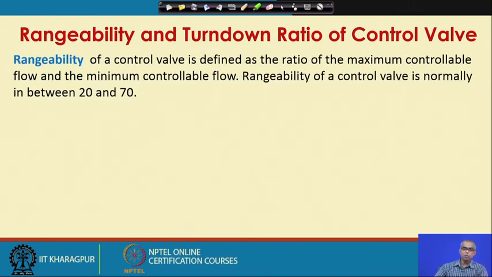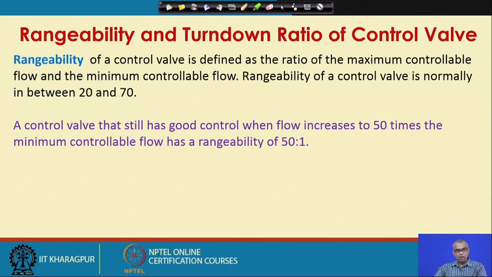Next, we talked about two important terms known as rangeability and turndown ratio of control valve. Rangeability of a control valve is defined as the ratio of the maximum controllable flow and the minimum controllable flow. Rangeability of a control valve is normally in between 20 and 70. A control valve that still has good control when flow increases to 50 times the minimum controllable flow has a rangeability of 50:1.